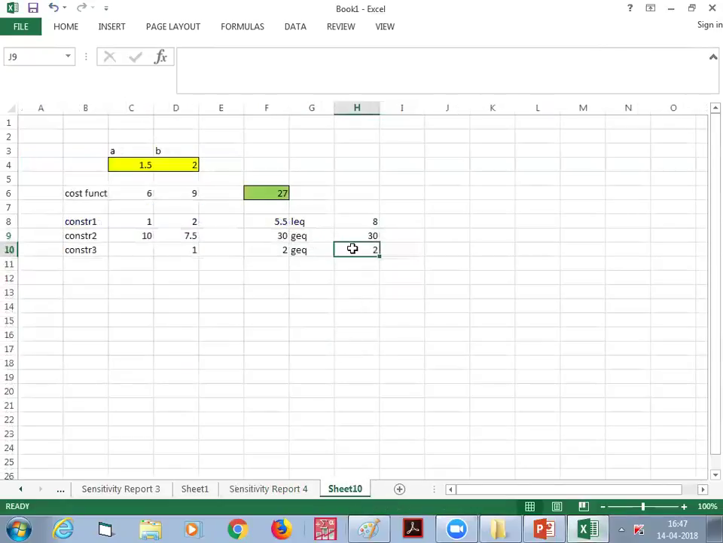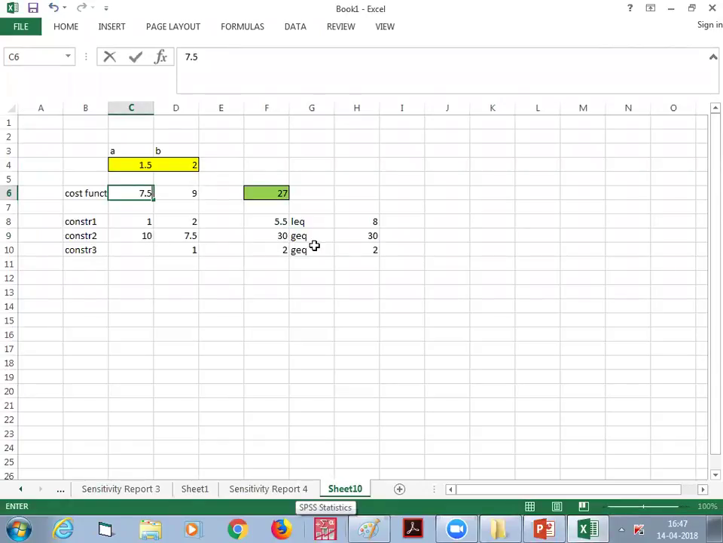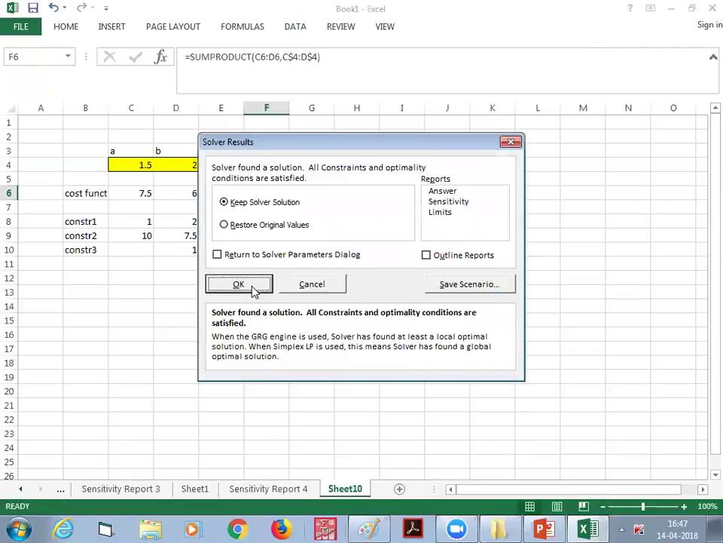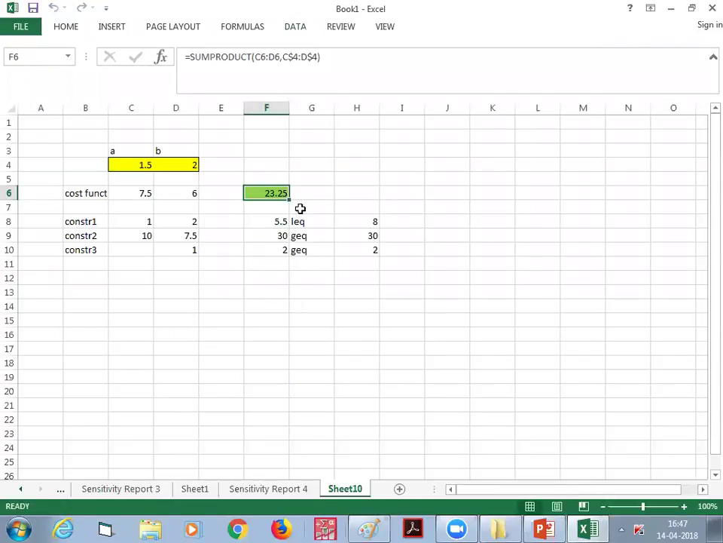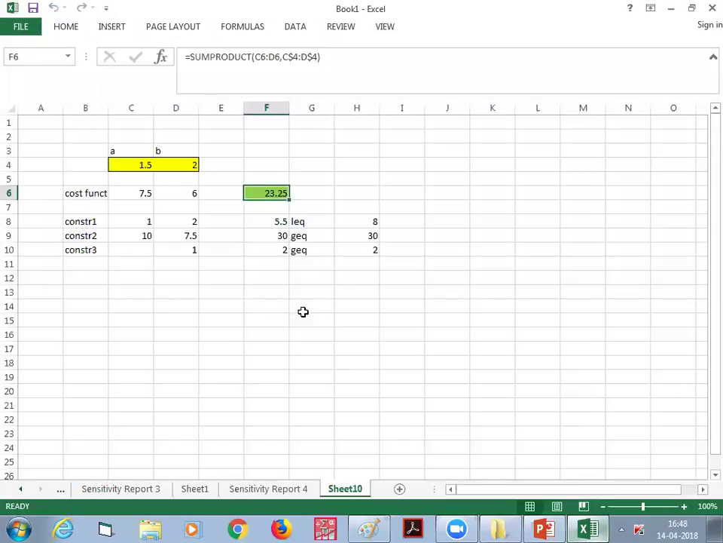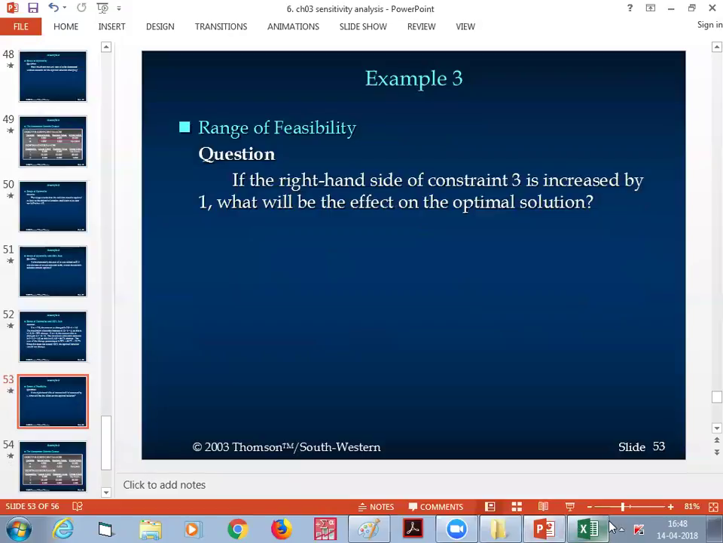And so we can even try that out. So when we go here and change this to 7.5 and this to how much? 6. Okay, will the solution remain optimal? Yes. Of course, all dual values, everything will change now, but okay. If the right-hand side of constraint 3 is increased by 1, what is the effect on the optimal solution?